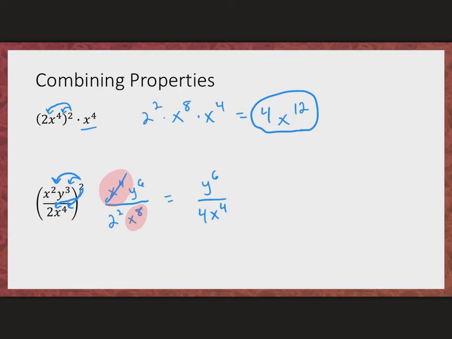And that's as simple as I can make it. Each of my variables only exists once. Each of my base numbers only exists once. I have a y for a base number in the numerator, and x for the base number in the denominator. There's no numbers that can simplify. That is fully simplified.